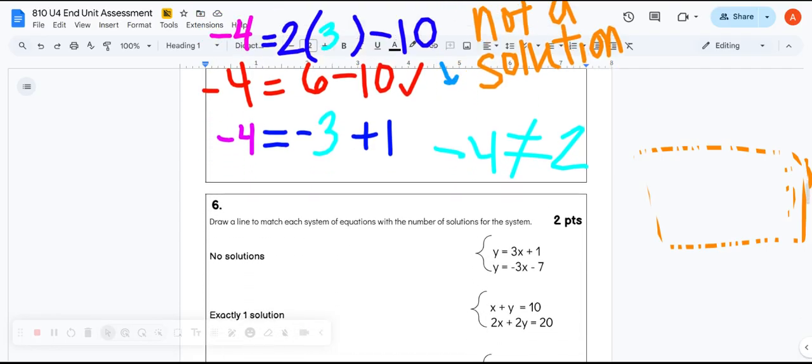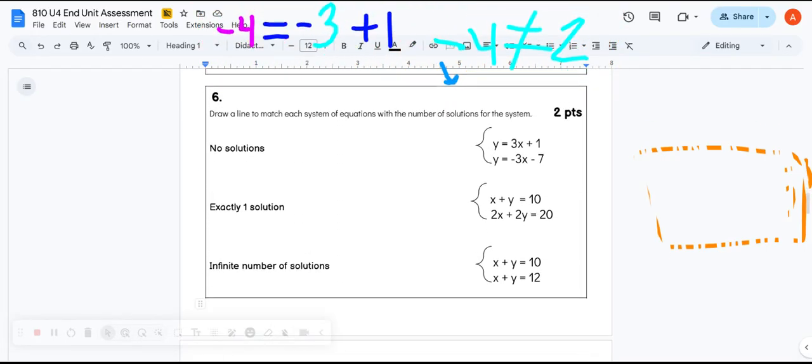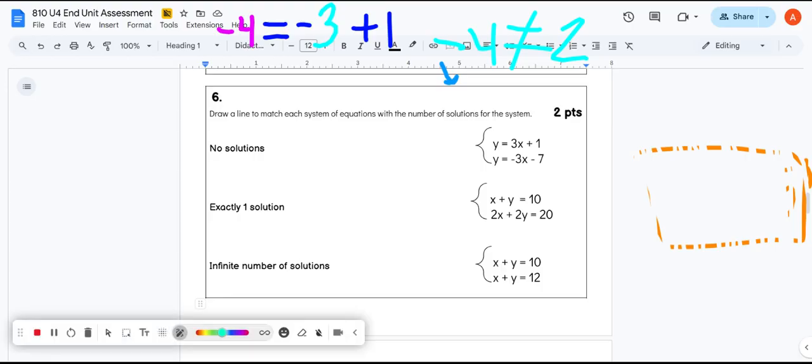Thank you for staying with us and making sure that you have all the right answers. Oh, I love this type of problem. Draw a line to match each system of equations with the number of solutions for your system. All right, so let's look here at this first one. y equals 3x plus 1 and y equals -3x minus 7. Biggest thing I notice is right here.